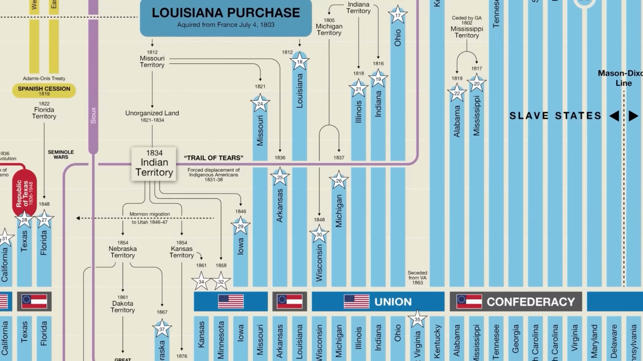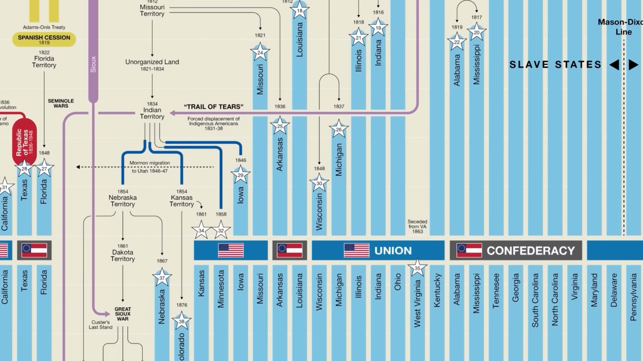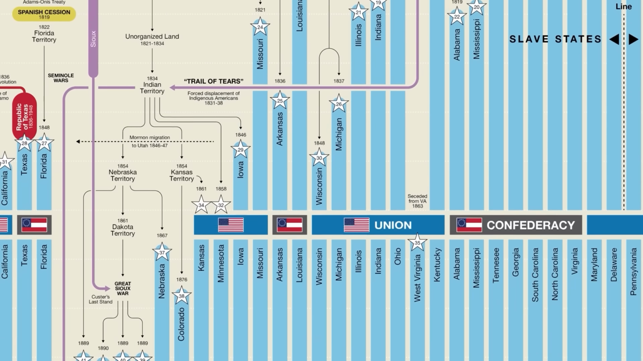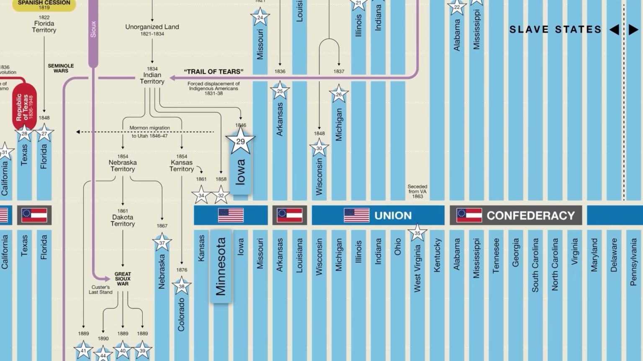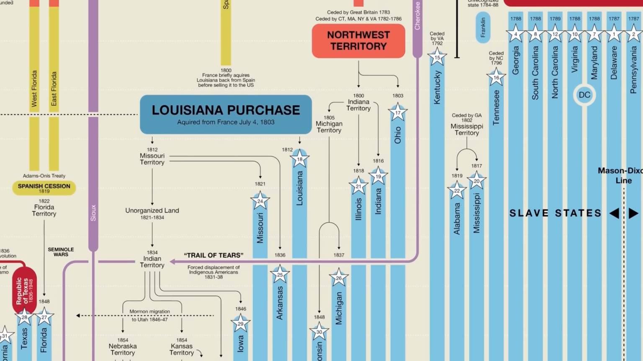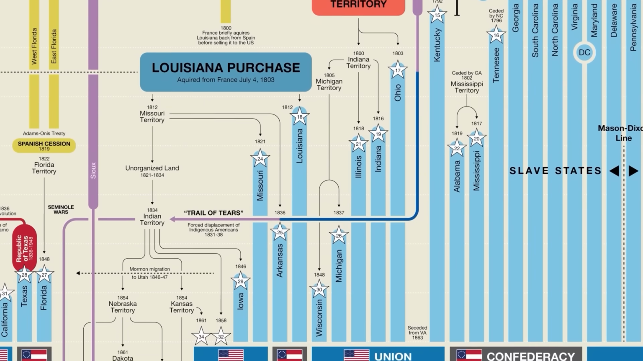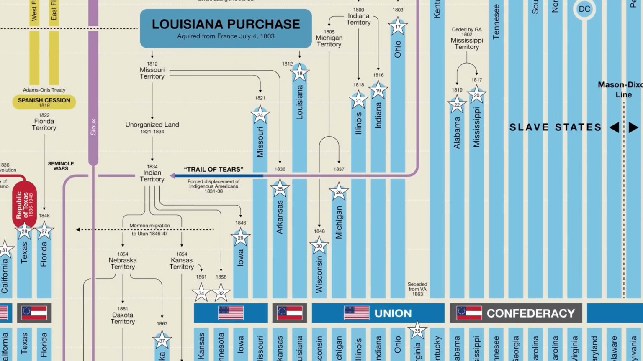And what happened to Indian Territory? Well, step by step, it got smaller and smaller, starting with the additions of Iowa and Minnesota. And sadly, several indigenous groups from the southeast, such as the Cherokee, were forced to relocate to Indian Territory in what's known as the Trail of Tears.